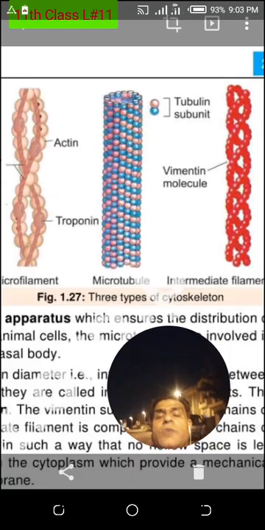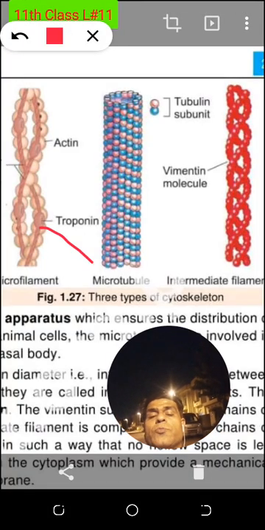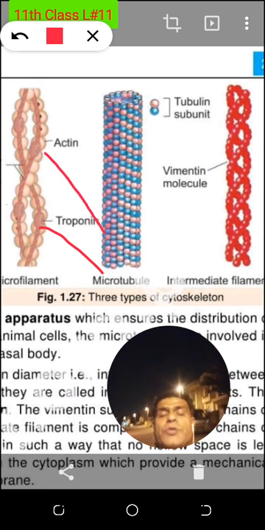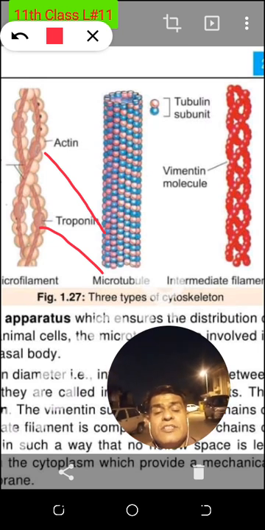Yes, I close this one. I would like to show you troponin. Students, this is one troponin, this is another troponin. There is a gap between the troponins. The objective is to tell you the significant point: there is no continuous layer in the case of troponin.